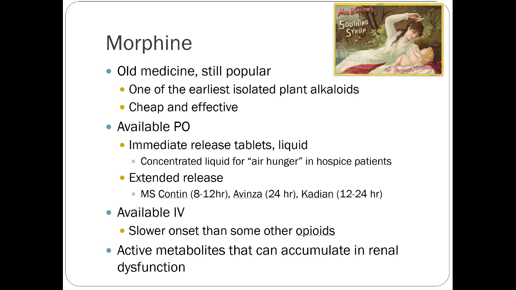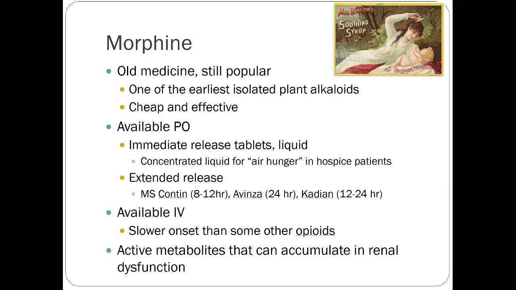A couple of newer products came out recently, Avinza and Kadian, slightly longer duration. So if somebody's taking a regular MS Contin regimen for chronic pain, they're usually on it 3 times a day. So it's not super convenient. Whereas like Avinza or Kadian, they could take it once or maybe twice a day, a little bit more convenient for the patient. However, MS Contin, very cheap for a long-acting opioid. Avinza and Kadian, not cheap, quite expensive. They're newer medications, but same drug.